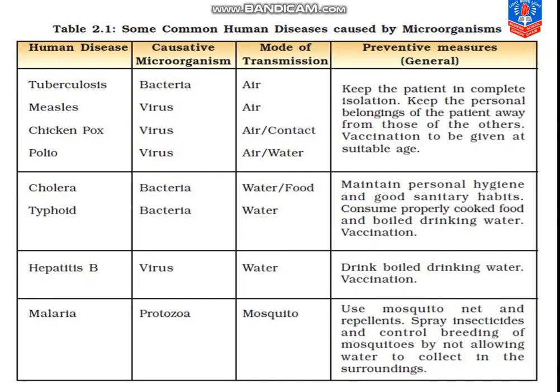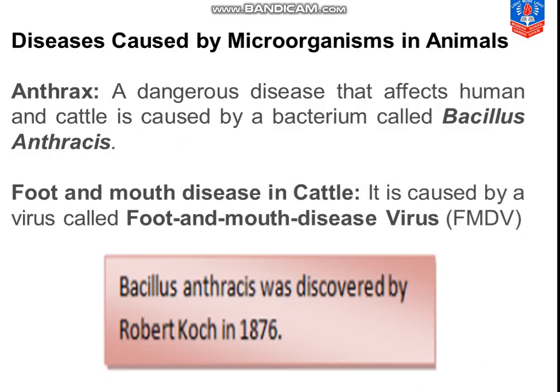Malaria is caused by protozoa and is transmitted through a mosquito. In the previous topic we discussed that. Use mosquito nets and repellents, spray insecticides and control breeding of mosquitoes by not allowing water to collect in the surroundings. पानी को हमारे सराउंडिंग्स में कलेक्ट नहीं होने देना चाहिए. जितने दिन पानी कलेक्टेड रहेगा उसमें ऑटोमेटिकली मस्किटोज का जन्म हो जाता है. They are born in that collected water. So it should be taken care that water does not get collected in our surroundings.